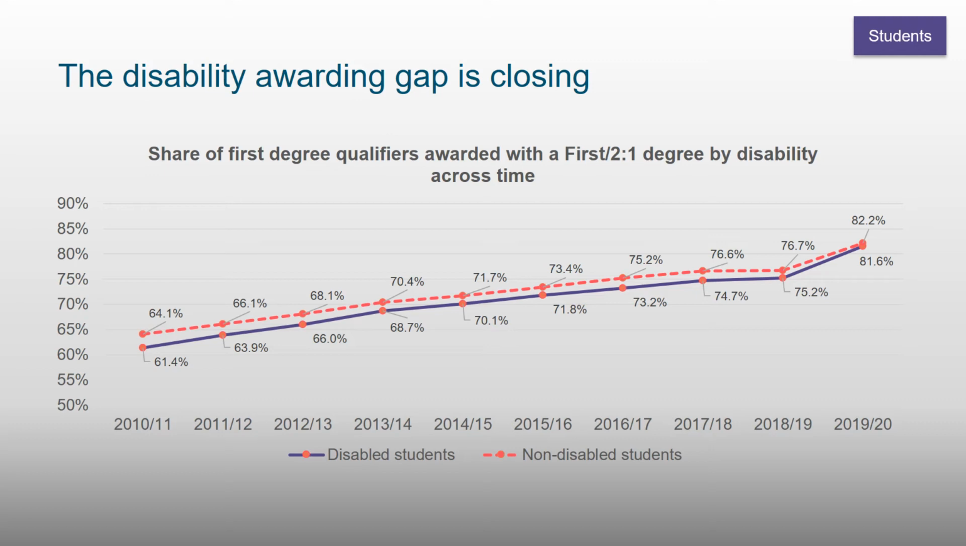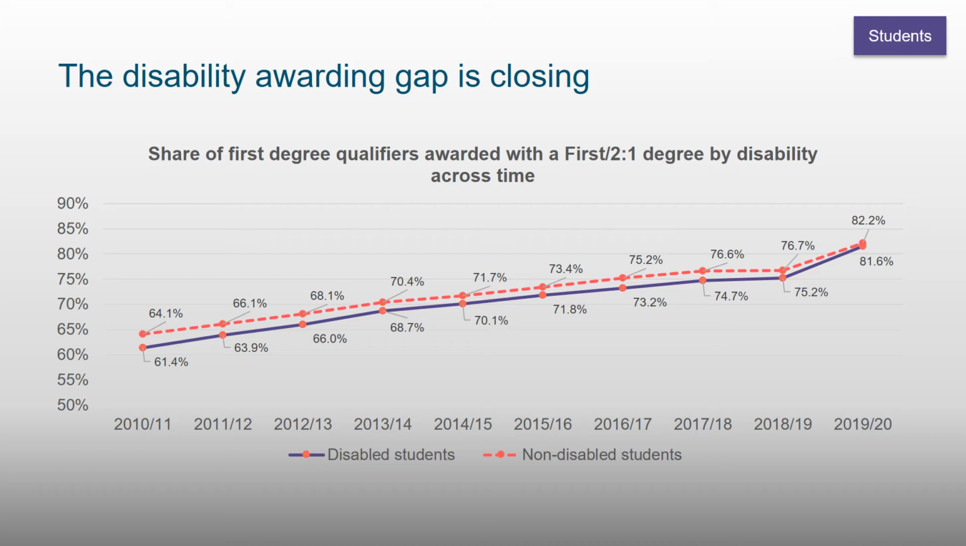Closing the disability awarding gap is important because degree awards are closely linked to career outcomes. HESA's data indeed show that there is a disability gap in graduate outcomes, as more disabled students who qualified in 2018-19 were unemployed than their non-disabled peers, with 8% compared to 6.2% respectively, and a smaller share were in full-time work, with 18.9% compared to 20.4% respectively.